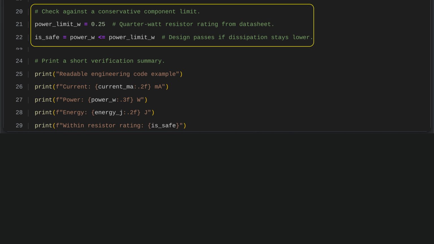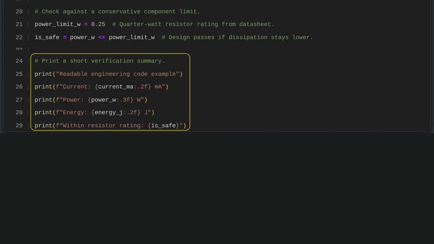Set the resistor's power limit to 0.25 watts based on its datasheet rating. Then compare the calculated power dissipation with this limit to determine whether the design is safe. If the dissipation is less than or equal to the limit, it is within the resistor's acceptable range.